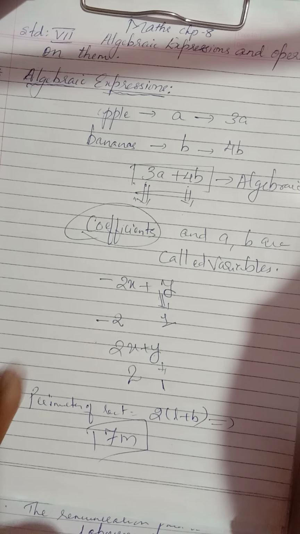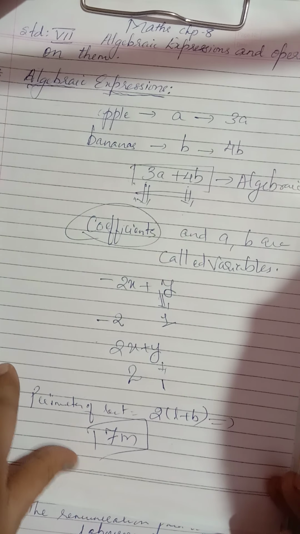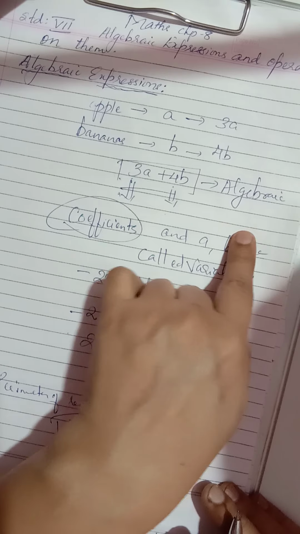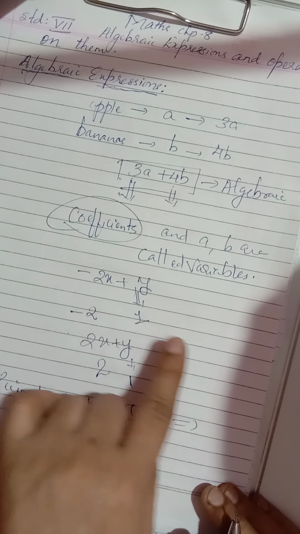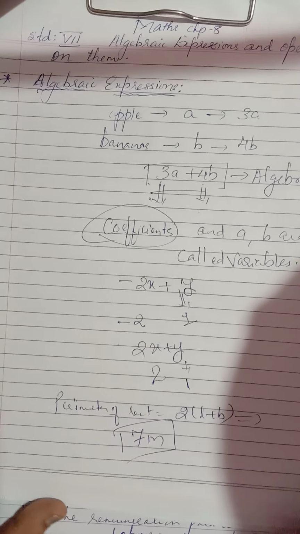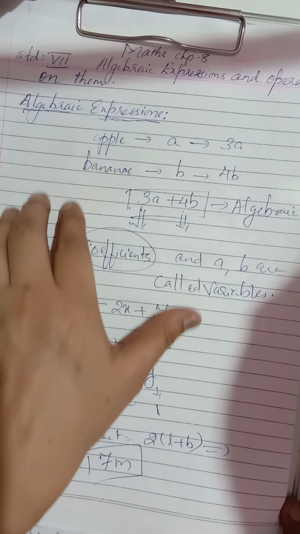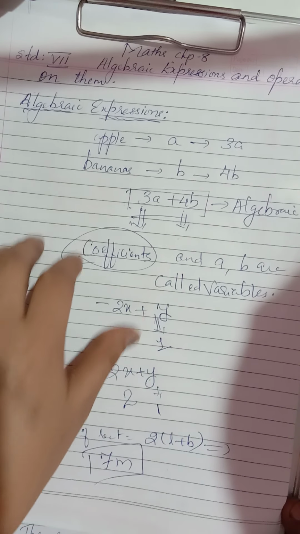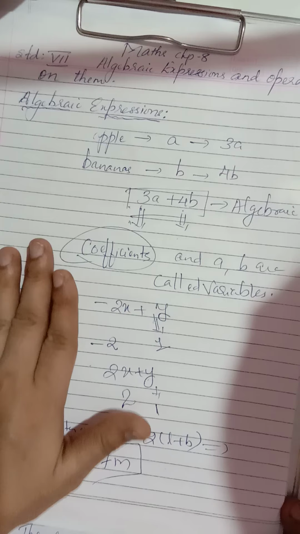So I hope children this first point is very clear to you: what is meant by algebraic expression, what is meant by coefficient, and what are variables. Clear children? Now children, this explanation part I will be sending in points. So don't copy this part from this video.